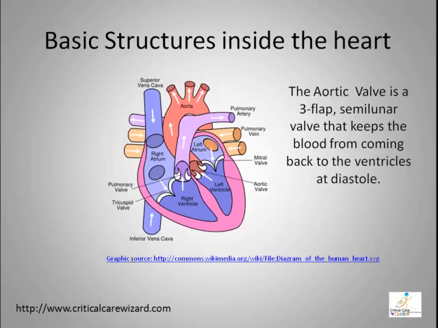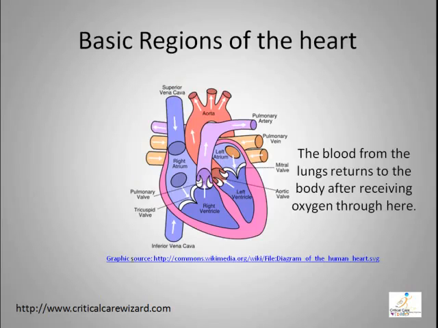The left ventricle empties its blood contents to the aorta through a valve called the aortic valve. The aortic valve is a three-flap semilunar valve that keeps the blood from coming back to the ventricle at diastole. The blood from the lungs returns to the body after receiving oxygen through the aorta.